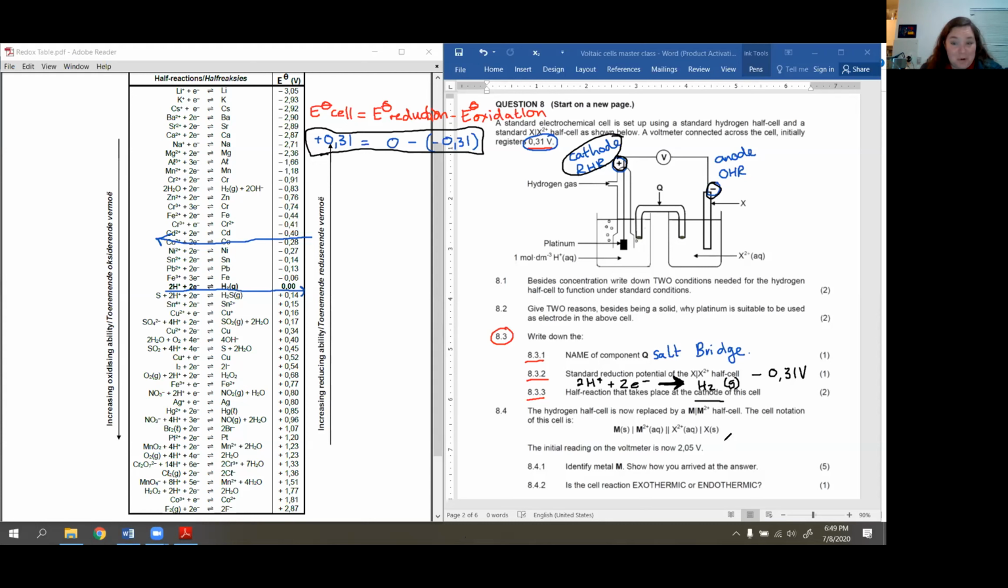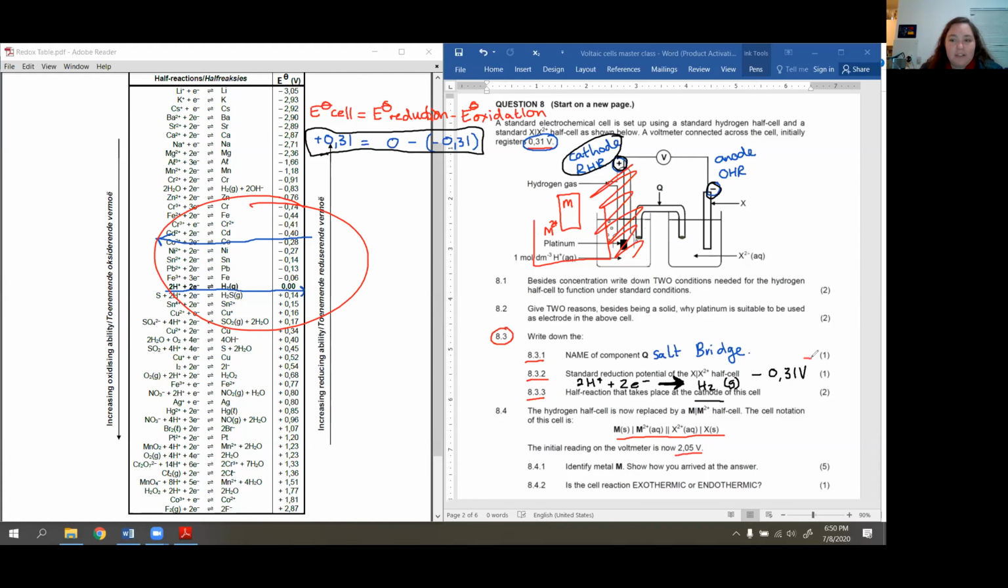Now it gets even more interesting. We still don't know what X is. We're kind of breathing in and out and going, it's all right, we don't need to know what X is. Now we're told that the hydrogen half cell is taken away, and instead of it, we're putting in an M into M2+ half cell, and that the notation of this cell goes in this order. This now may tell you what your anode is, what your cathode is, what your order is on this table, okay? You were told that the initial reading on the voltmeter is now 2.05 volts.